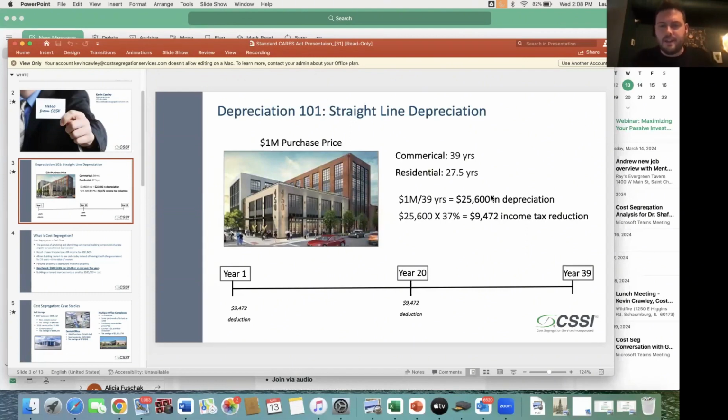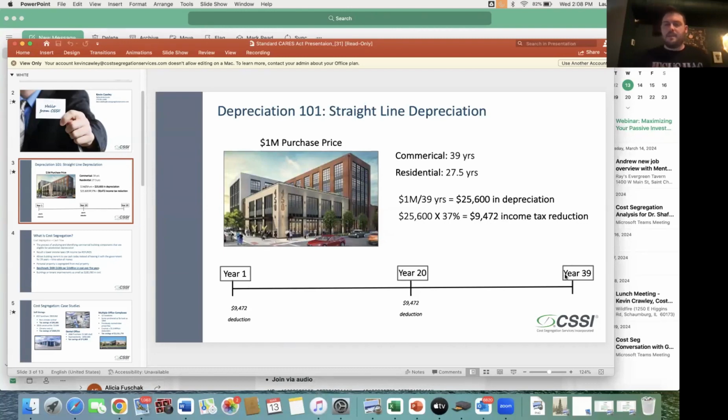When you buy a building, anytime it snows, the roof's getting weaker. Anytime it rains, the brick's getting weaker, but incrementally. So the government says, hey, we know you're going to have to do some repairs down the line. Let's kick in some depreciation for you. That's what's happening automatically. Depreciation is calculated like a write-off, right? So it's 25,600. Let's say I'm in the highest federal bracket. What that means is I get to reduce my income tax liability by 9,472 every year from year 1 to year 39.